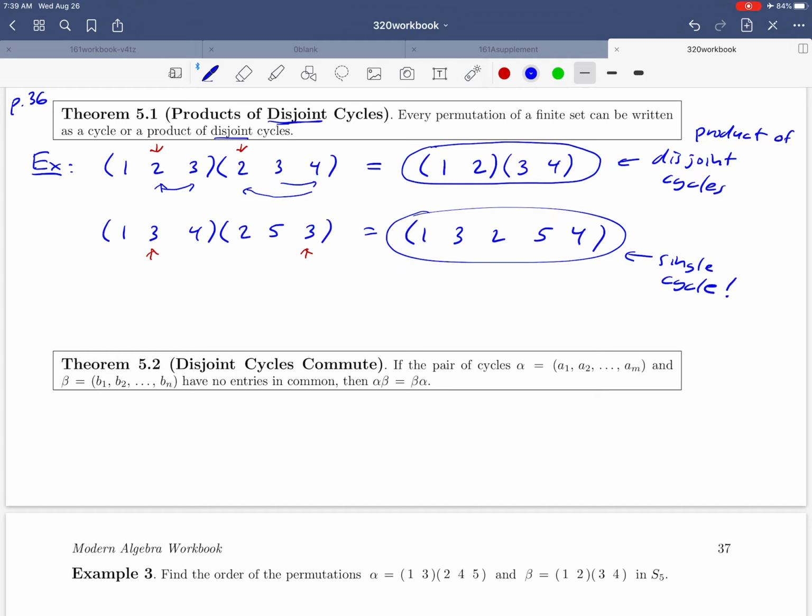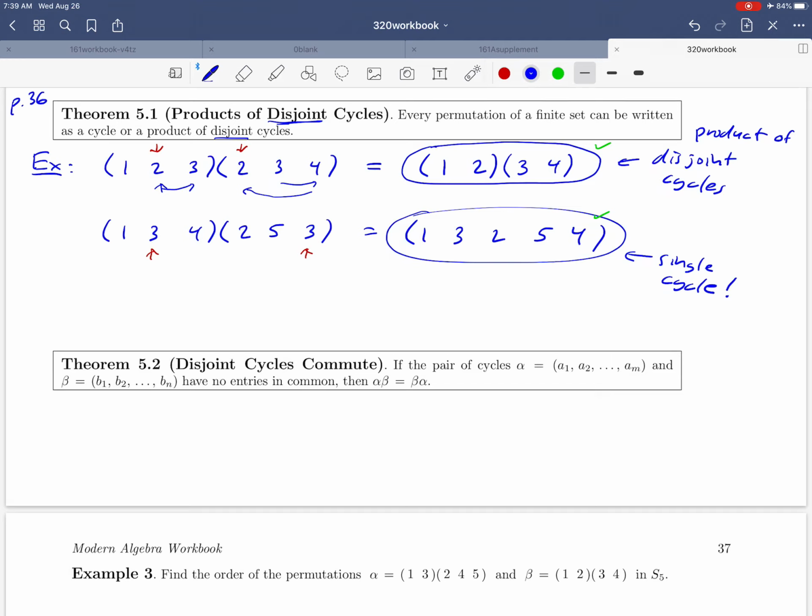Again, I'm going to leave it to you to just check and make sure that the calculation that I did is correct. The theorem just says that we can always do that. We're going to always be able to represent a permutation in one of these two ways, a product of disjoint cycles or a single cycle.